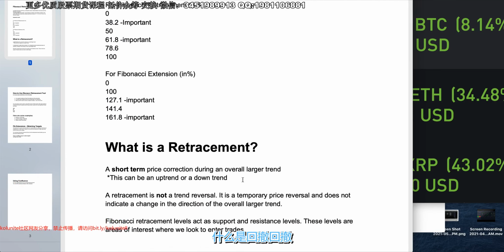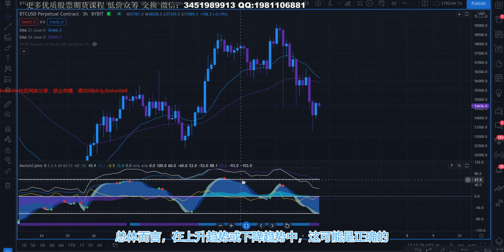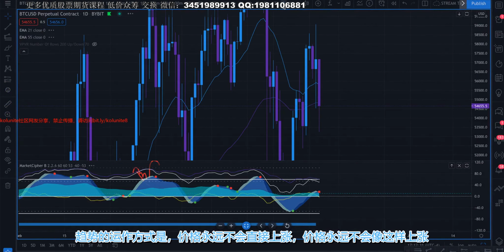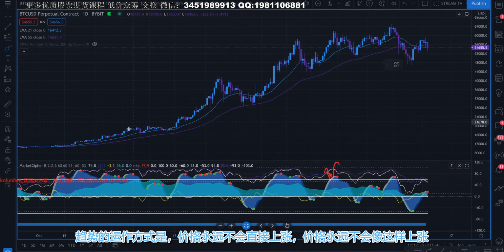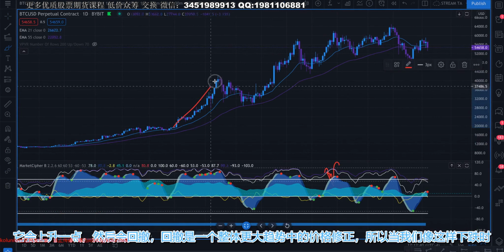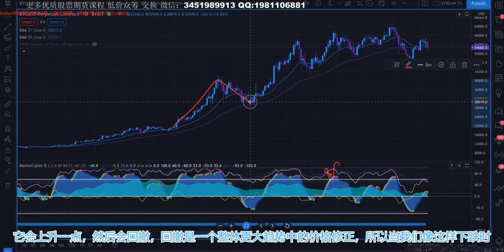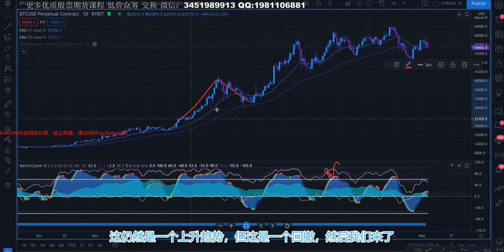So what are retracements? What is a retracement? A retracement is a short-term price correction during an overall larger trend. This can be true in an uptrend or a downtrend. The way trends work is price is never just going to go straight up. Instead, it's going to go up a little, and then it's going to retrace. The retracement is a price correction during an overall larger trend. So when we're coming down like this, it is not a downtrend. This is still an uptrend, but it's a retracement.